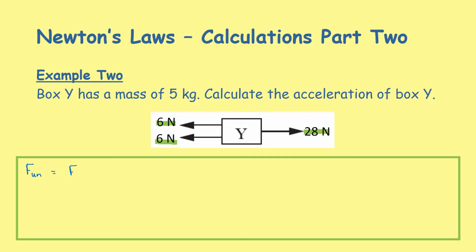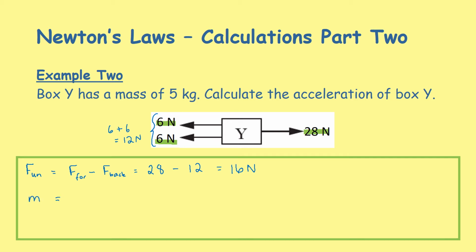And that's going to be equal to our force forwards minus our force backwards. We can see our force forwards is 28, and our total force backwards, we have to add these two sixes together because they're pointing in the same direction. We know that 6 plus 6 is going to be equal to 12 newtons. So our backwards force is 12. 28 take away 12 is equal to 16 newtons. So that's our overall unbalanced force.